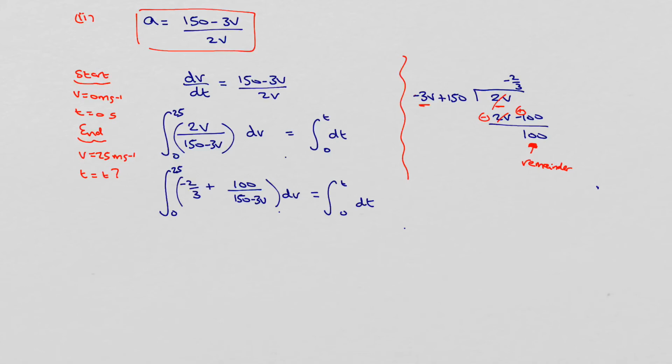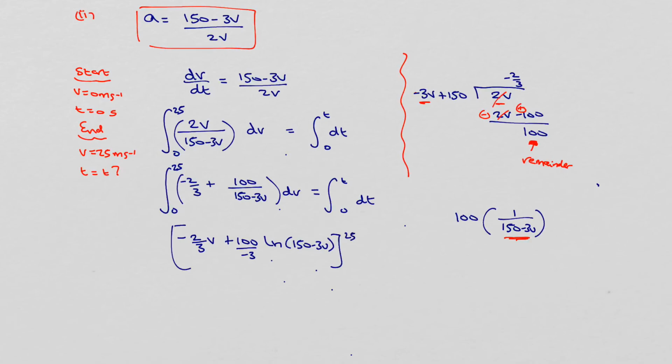Okay, so if I integrate minus 2/3 with respect to v, that gives me minus 2/3 v. And if I integrate the 100, again, if you don't spot that that's a log function, take out the 100 as being common, and you're left with 150 minus 3v, and you should be able to see a little bit clearer that that is your log function. So it's the natural log of the denominator, but I have to also divide by the derivative of the denominator, and the derivative of 150 minus 3v is of course minus 3. So I'm dividing by the derivative of 150 minus 3v, and that's within the limits of 25 and 0. And if I integrate the right hand side, well, that's t, and my limits are t and 0.